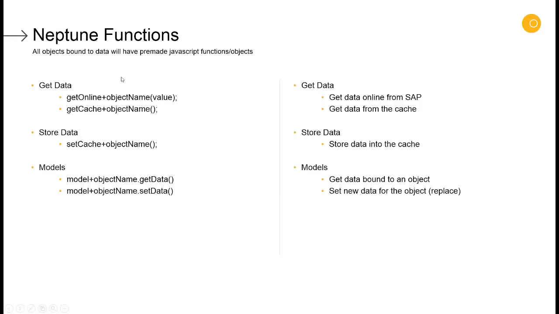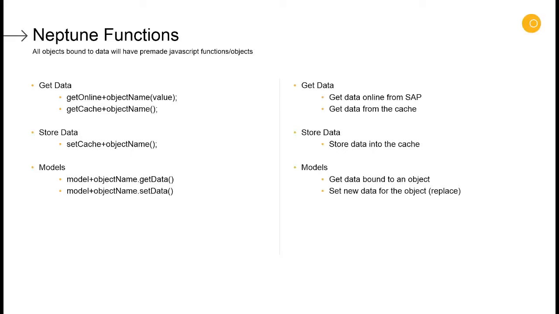In Neptune there are some pre-made JavaScript functions, but also some objects. The normal one that we use in an online scenario is getOnline, the object name, which will trigger an AJAX call to SAP and get the data online. The getCache will load the data from the cache. These are also settings for it, so setInit load the cache will actually trigger the getCache function.